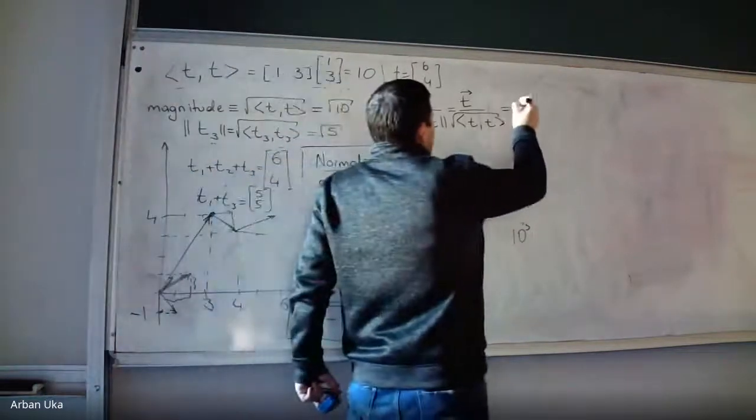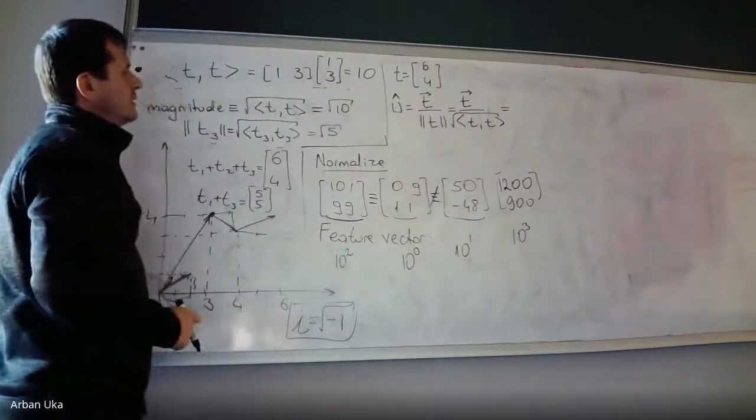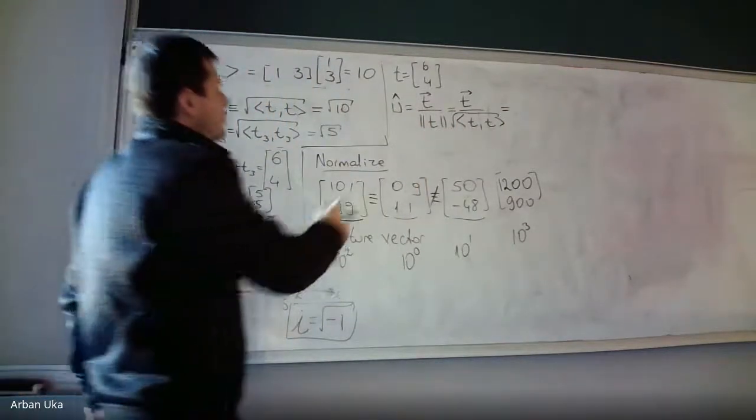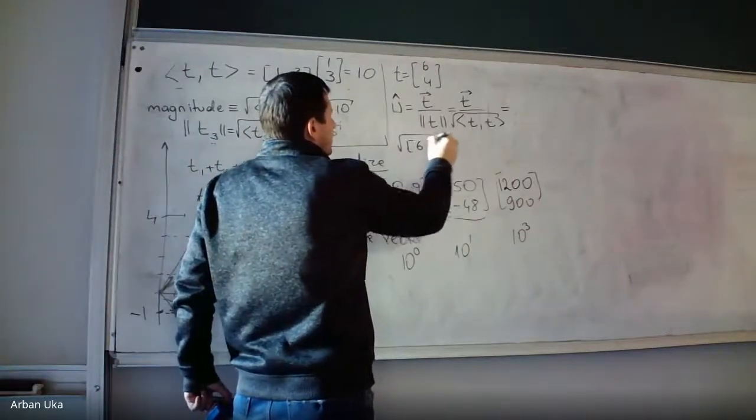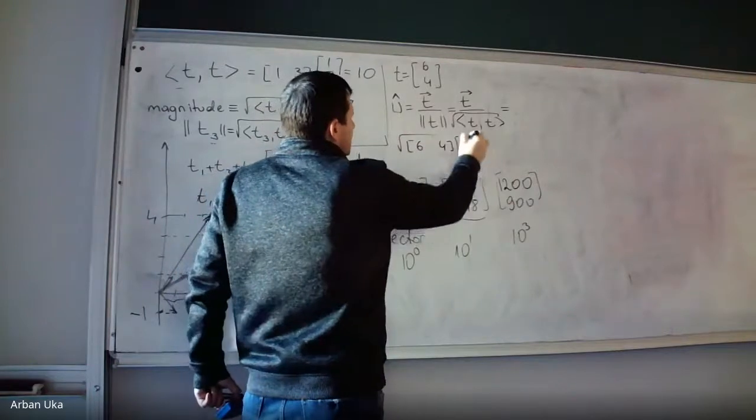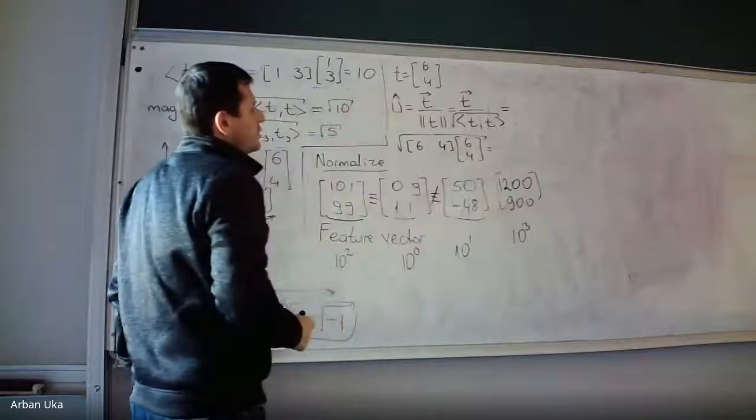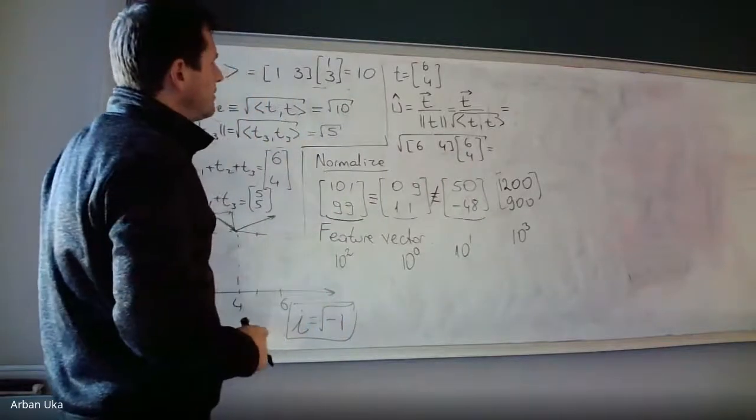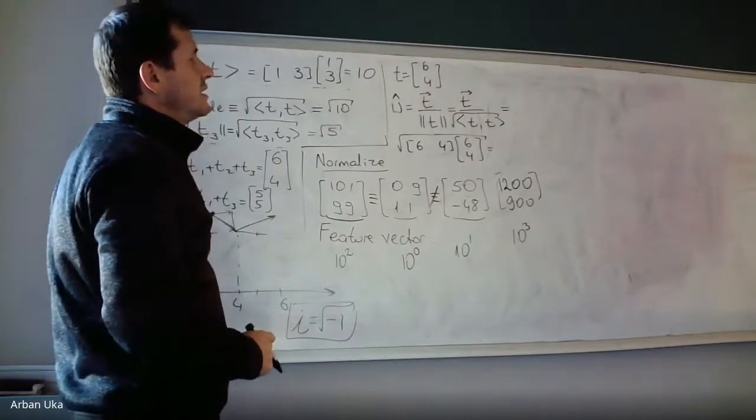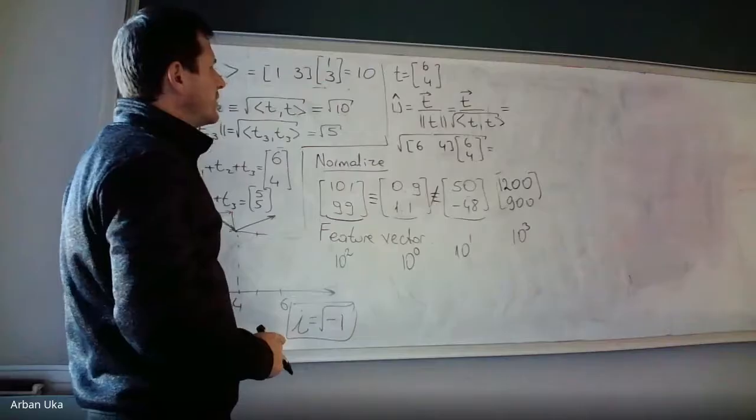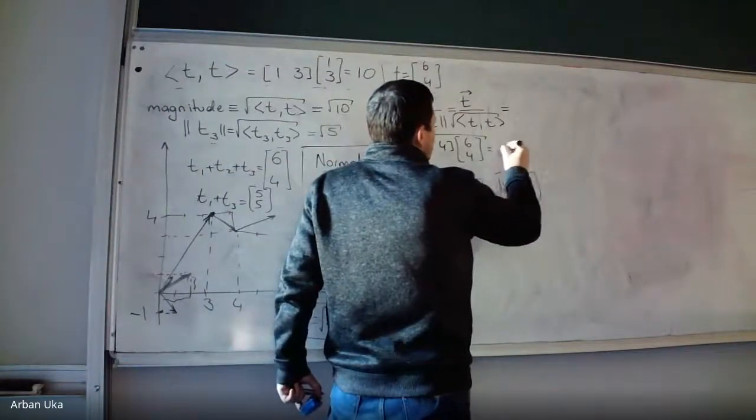This t itself, so let's find first the magnitude. What is the magnitude of t? We do the square root of 6, 4 times 6, 4. So what do we get here? 6 times 6 is 36, plus 16. We get 52. So the square root of 52.